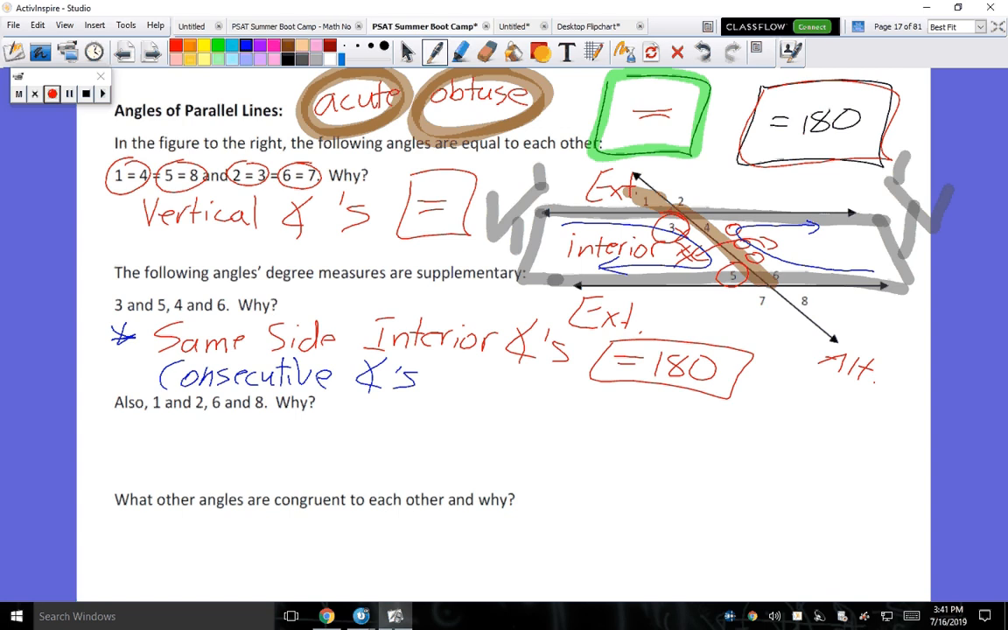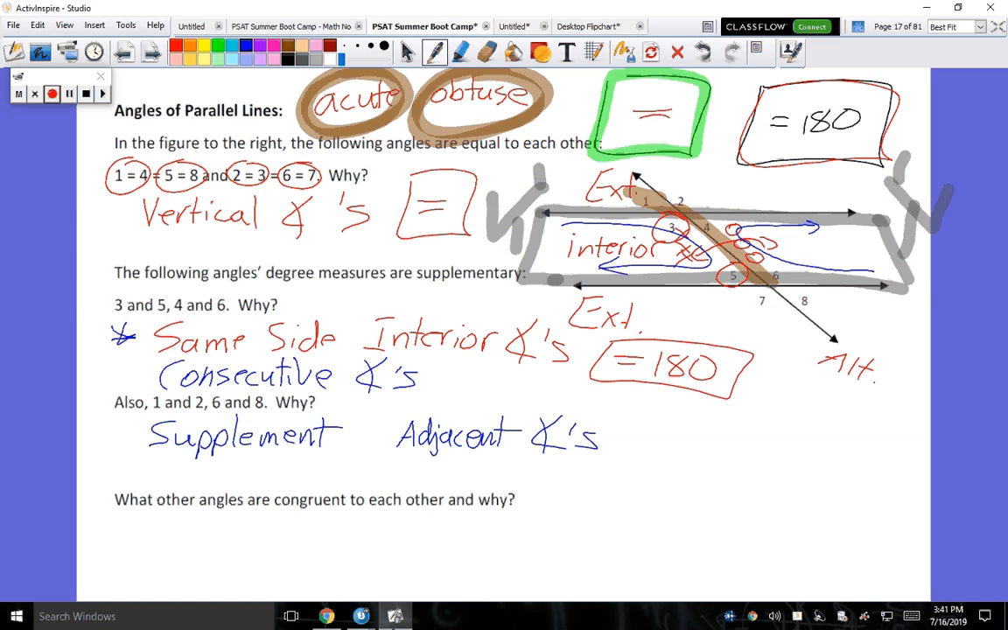Okay? Alright, so let's look at 1 and 2, and 6 and 8. What are they? Supplementary. Why? They add up to 180. Or you can also say they're adjacent angles. And adjacent means they're touching. If they form a line, they are 180, supplementary.